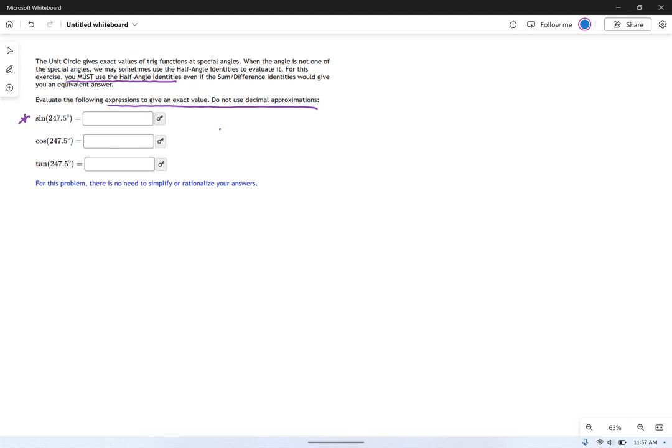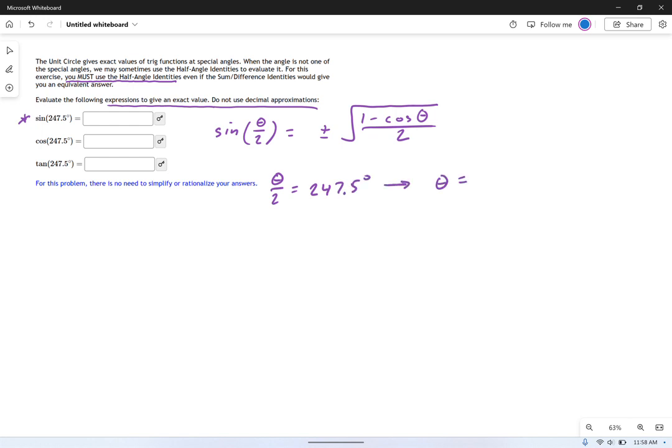Now, if you remember the half-angle identity, the sine of theta over 2 is equal to plus or minus the square root of 1 minus cosine theta all over 2. That's the identity we're going to use. So you can see that what's important to figure out is what is this theta thing? Well, if theta over 2 equals 247.5 degrees, then that means that theta, if you multiply both sides by 2, is going to be equal to 495 degrees. Okay, so 495 degrees.